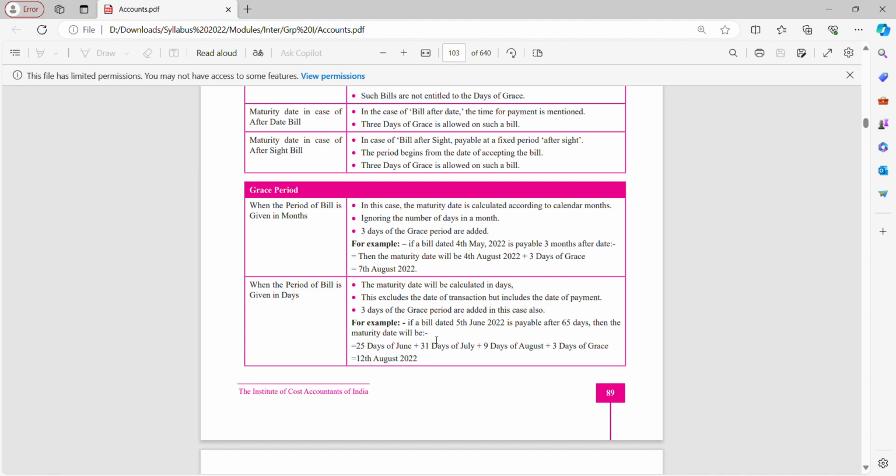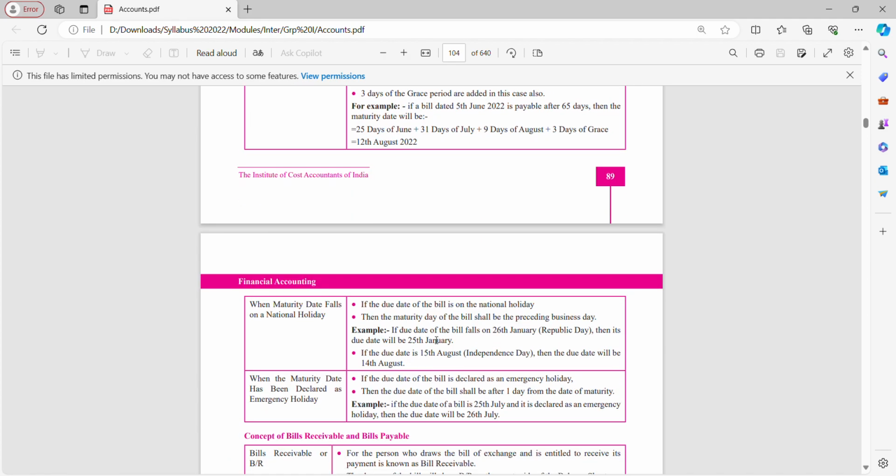When the period of bill is given in days, maturity date will be calculated in days. This excludes the date of transaction but includes date of payment. When we entered into transaction, that date will be ignored, but when we made payment, that date will be included. 3 days of grace period are added in this case also. If a bill dated 5th June 2022 is payable after 65 days, then the maturity date will be, so you have to count in form of days and add 3 days of grace. A quick read till here. I'll take a pause.